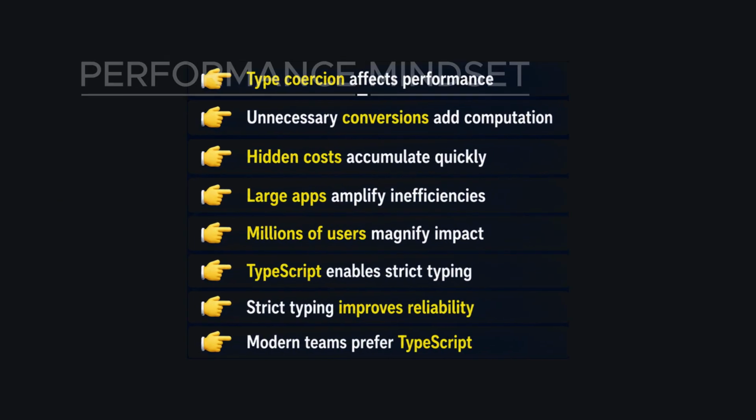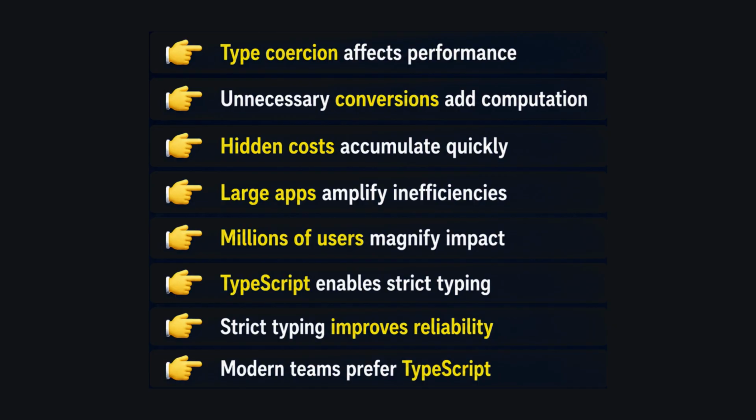Type coercion isn't just about bugs, it can also impact performance. Every unnecessary conversion adds hidden computation. In large apps with millions of users, like Netflix or Uber, small inefficiencies multiply fast. That's why modern teams prefer strict typing systems like TypeScript.